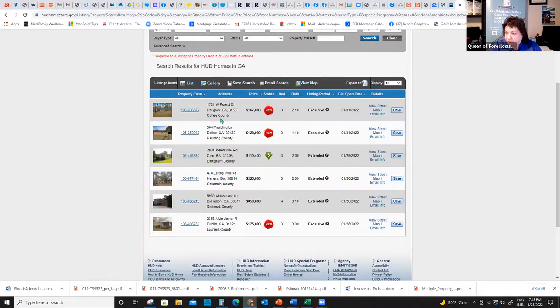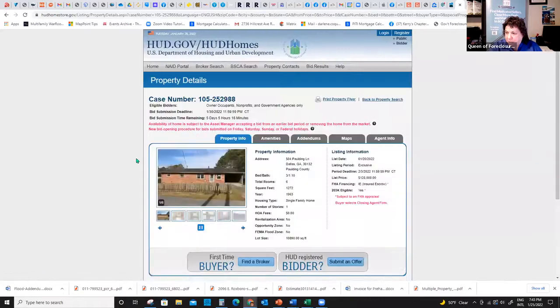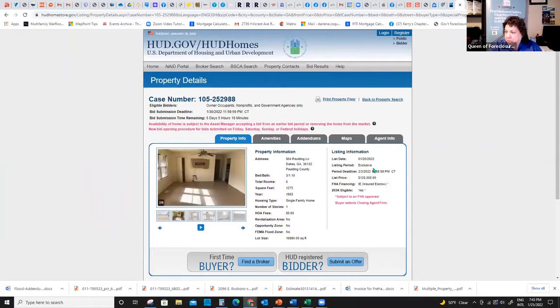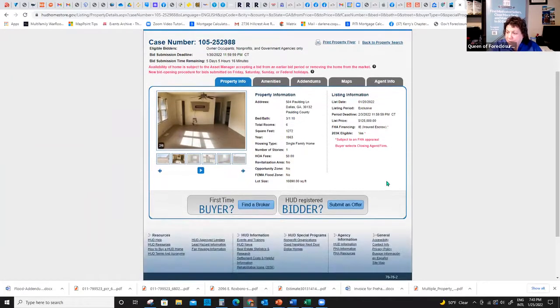In the meantime, the only one near me is this one, and it's brand new, so it's exclusive, but I'm going to watch this. I'm going to put this on my calendar because this is in my territory. My territory is pretty big, lots of counties, but I want this house. I want this house because this is $128,000 right now. And it says it's insured escrow, and that's a little different than uninsured.